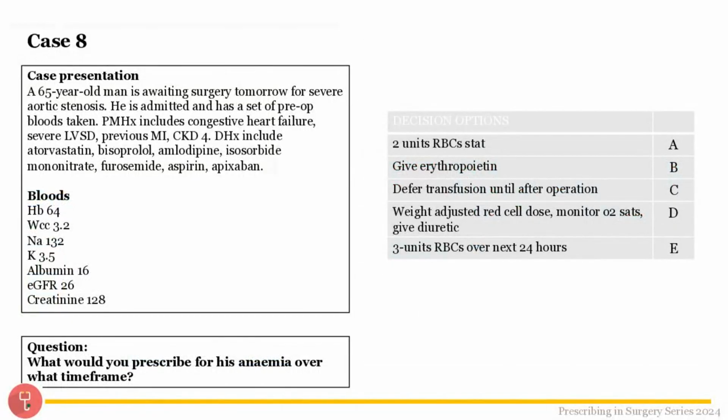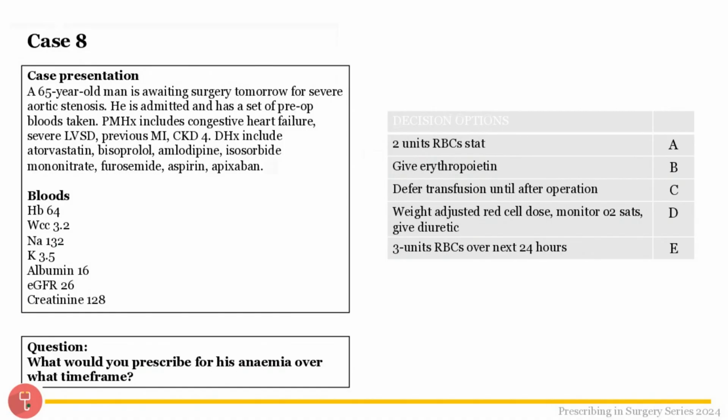Okay, so this is case 8, our final case. We've got a 65-year-old man here who's awaiting surgery tomorrow for severe aortic stenosis. He's admitted and has a set of pre-op bloods taken. Past medical history includes congestive heart failure, severe LVSD, previous MI, and CKD4. Drugs include atorvastatin, bisoprolol, amlodipine, isosorbide mononitrate, furosemide, aspirin, and apixaban.